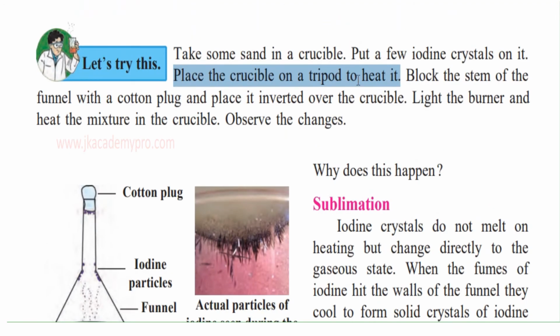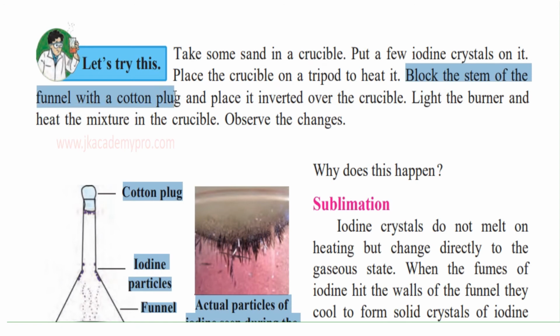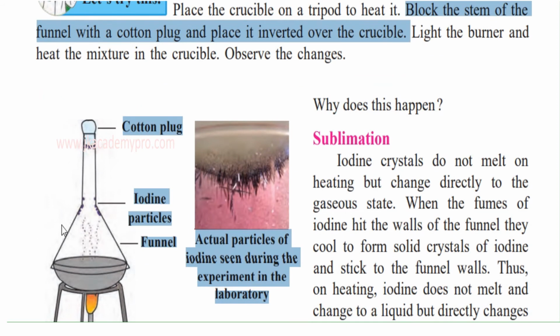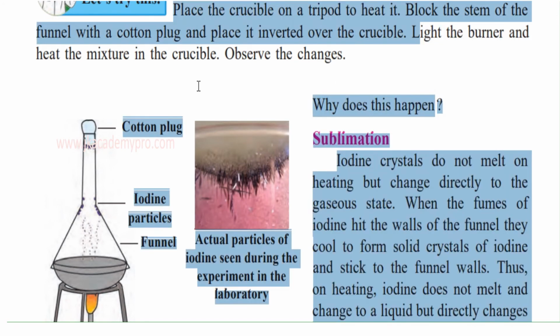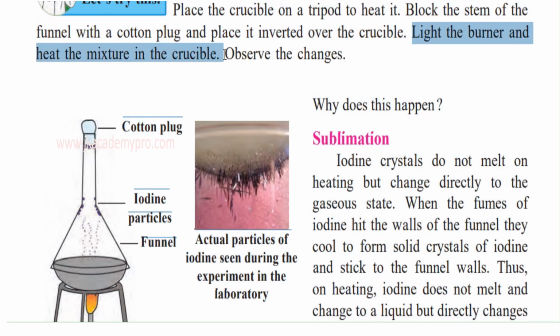Then block the stem of the funnel with a cotton plug and place it inverted over the crucible. So take this glass funnel and block this. This is called the stem, the stem of the funnel. Block it with a cotton plug, that is a ball of cotton, and then light the burner and heat the mixture in the crucible. Now observe the changes. Heat it and wait for a few seconds and observe.